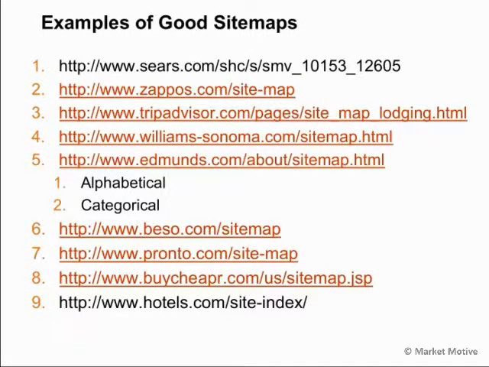So some examples of good sitemaps. You can check all these out. Edmunds I really like. They do both alphabetical and categorical sitemap. That's a good example. The rest of these are pretty good. But if you go and check out some of the large companies and large websites and just look for their sitemap and see what they're doing, it's very common to find mistakes in the sitemap area, and it's such an important SEO tool.